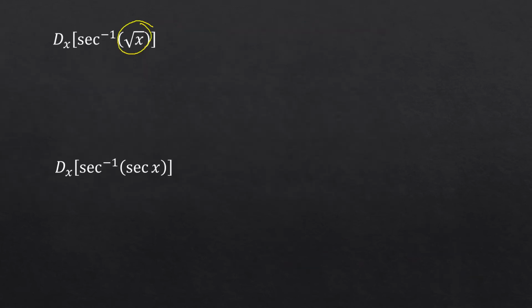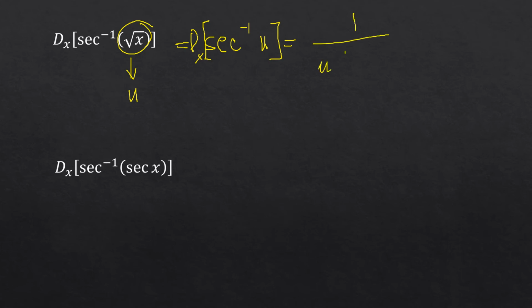Next, we let square root of x here be equal to u, therefore we have the derivative of arc secant u, which is now equal to positive 1 over u times square root of u squared minus 1 times u prime, and u is equal to square root of x, the derivative of that is equal to 1 over 2 square root of x. Just need to recall the derivative of radical.